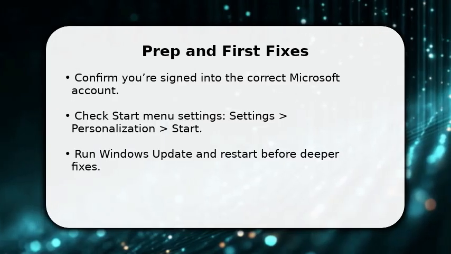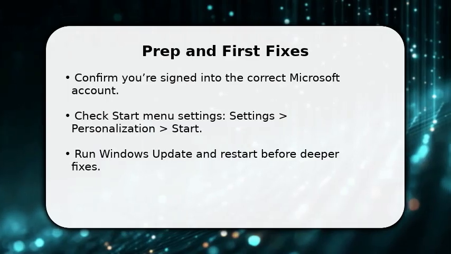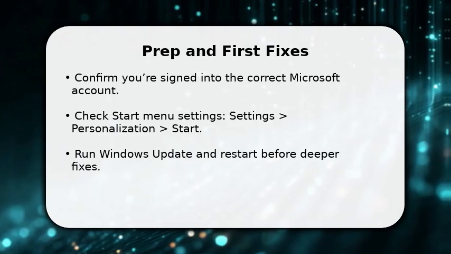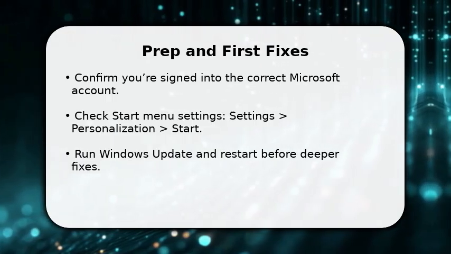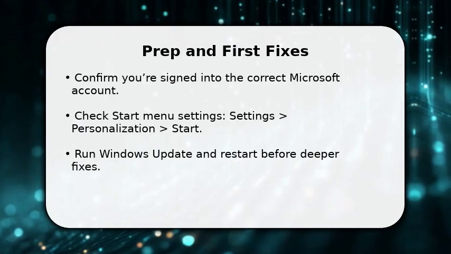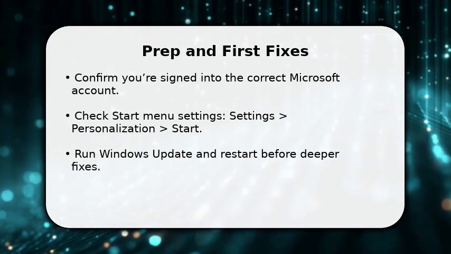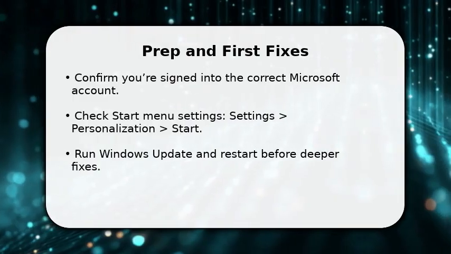You begin by verifying prerequisites. Sign into the correct Microsoft account and make sure Windows Update is current. Next, check Settings, Personalization, Start to ensure Start menu options aren't hiding apps. Once done, restart the PC to apply updates. This often restores missing icons.